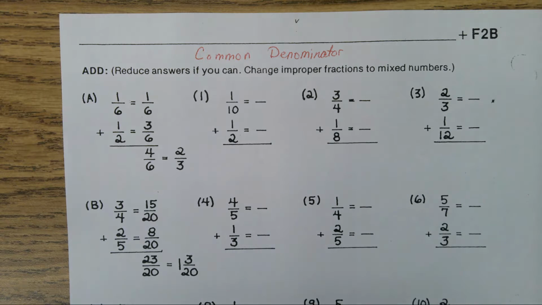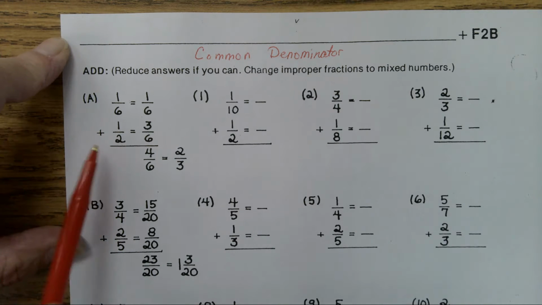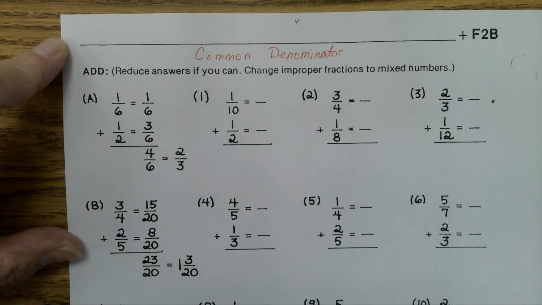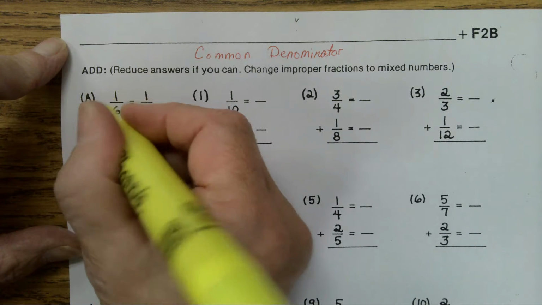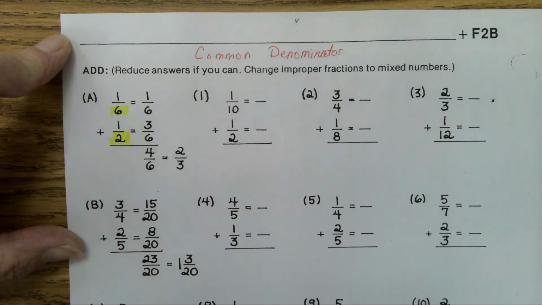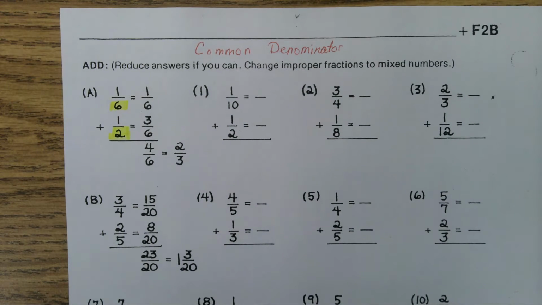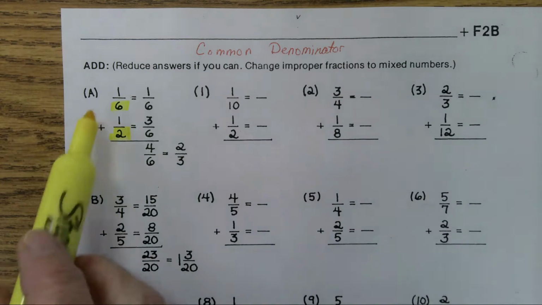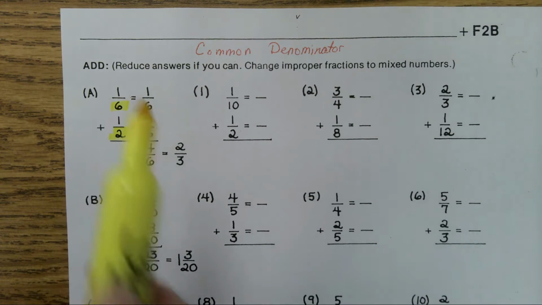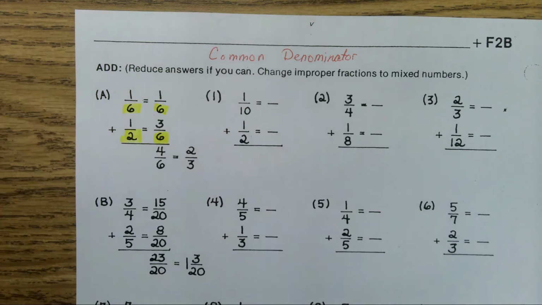So let's look at example A. 1/6 plus 1/2. Our denominators are 6 and 2. What will 6 and 2 both divide? Well, it can never be smaller than your largest denominator. The largest digit here is 6. Will 2 divide 6? Yes. So our common denominator is a 6.